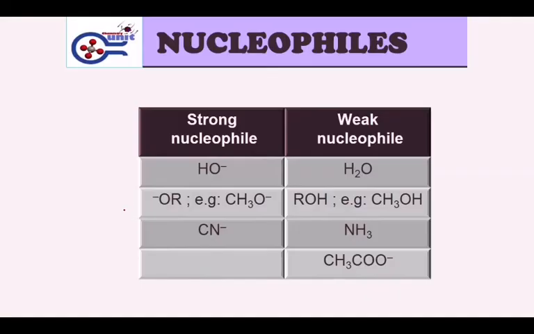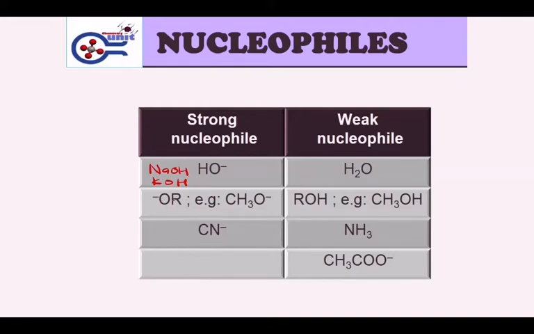Before we go further to the SN1 and SN2, you have to know some types of strong nucleophile and weak nucleophile. This is example of strong nucleophile. For example, is OH minus. OH minus is a strong nucleophile, mostly coming from the strong base. For example, it comes from NaOH, KOH. So this will produce the strong nucleophile OH minus.